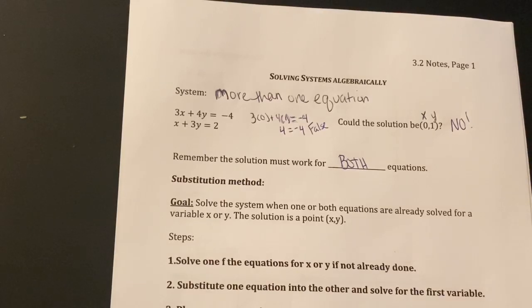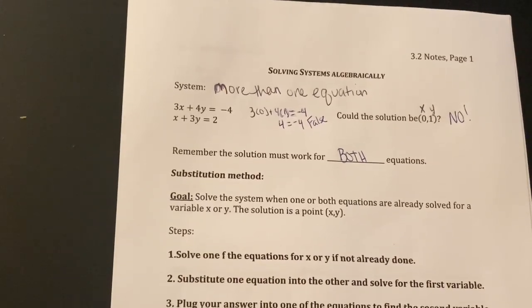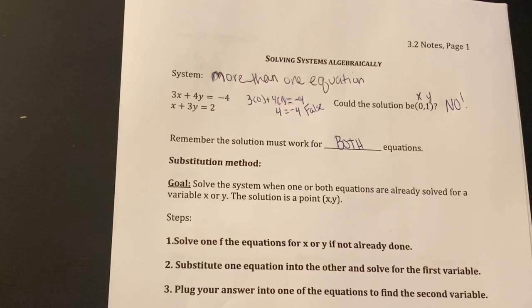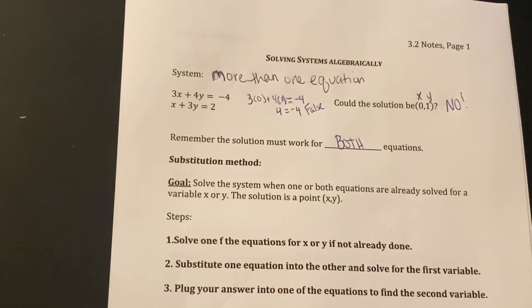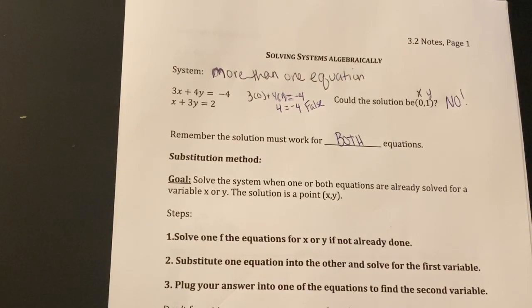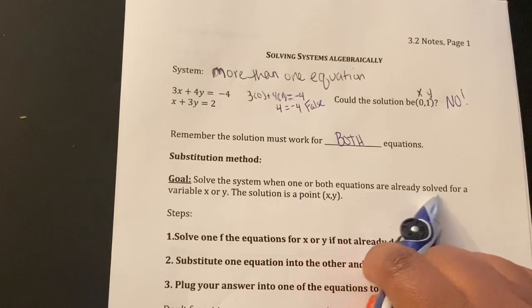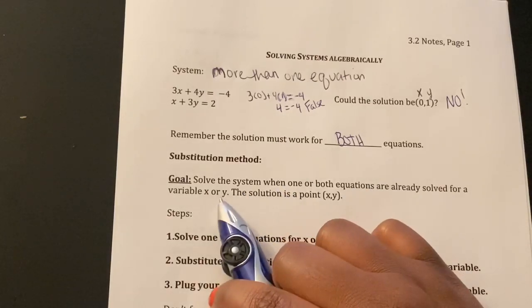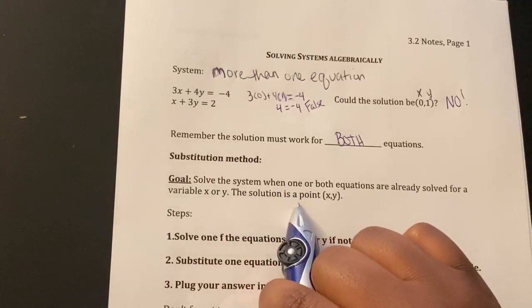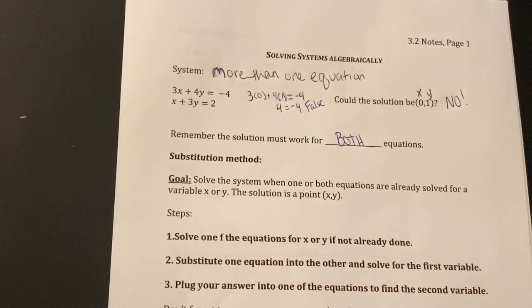All right, now the substitution method of solving systems of equations algebraically. The goal. What's the goal of the substitution method? The goal is to solve the system when one or both equations are already solved for a variable x or y. The solution point is (x, y).